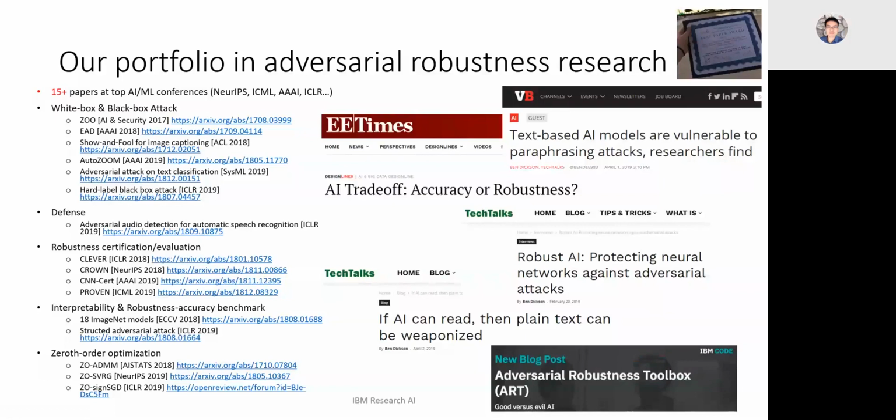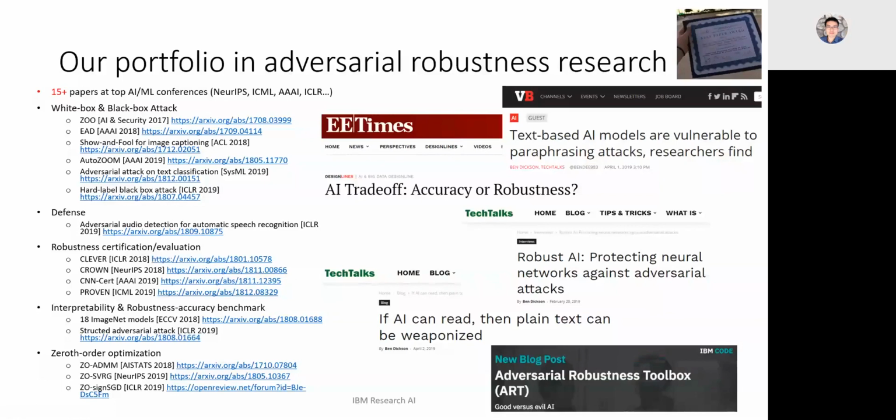In terms of research, we have published more than 15 papers on this topic of adversarial robustness. So we are certainly one of the most active and, I would say, leading groups in this field. We cover a lot of different topics, including attacks, defenses, robustness certification and evaluation, connections to interpretability, the robustness-accuracy trade-off, and also some zeroth order optimization techniques to make this vulnerability analysis easier. And our research certainly has received a lot of attention from the general public as well.